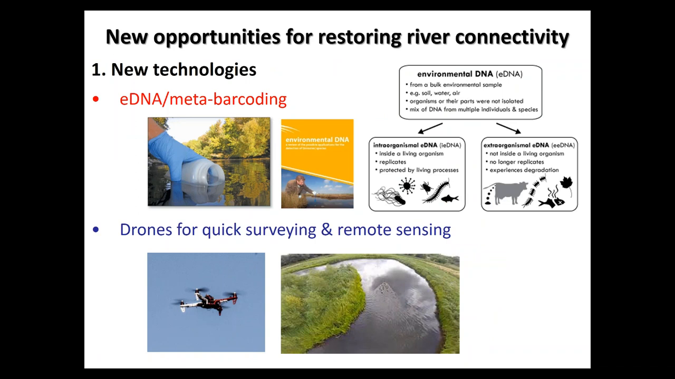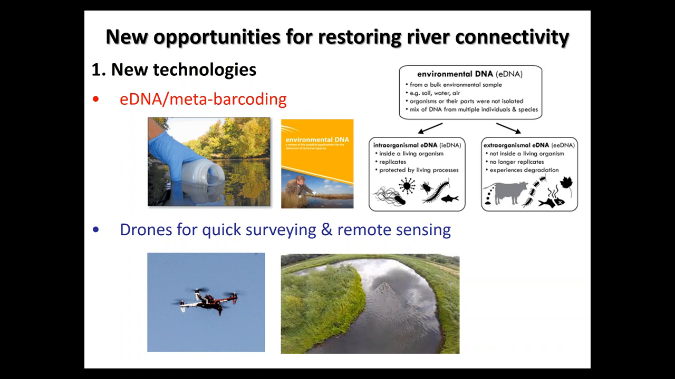Fortunately, there are today new technologies that offer us new tools, new opportunities for restoring river continuity. On one hand, we have the environmental DNA technology that no longer uses the organisms themselves, but is able to extract information from a bulk environmental sample that could be, for instance, a sample of water. Another technology that could be extremely useful for restoring river connectivity is remote sensing, and in particular drones, which are a low-cost and smart instrument for a quick survey of rivers.